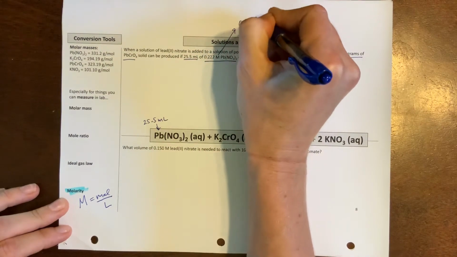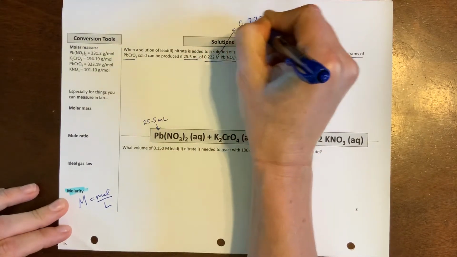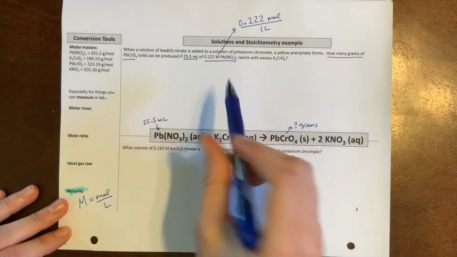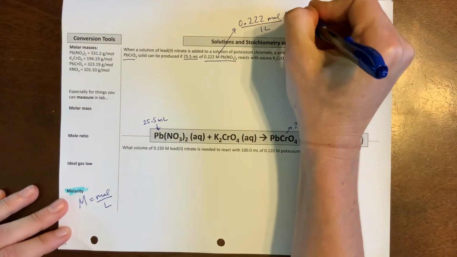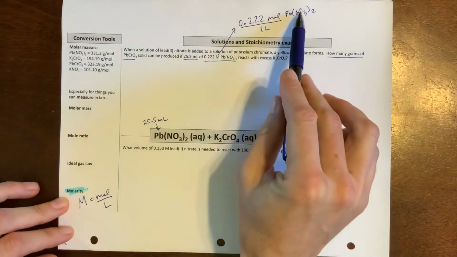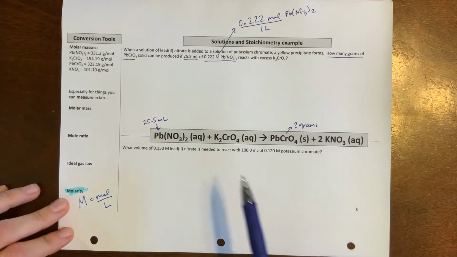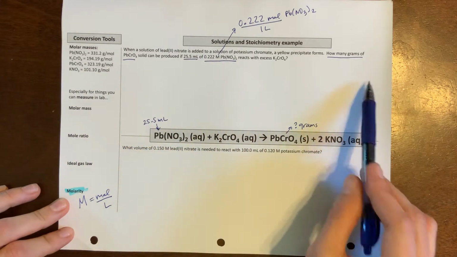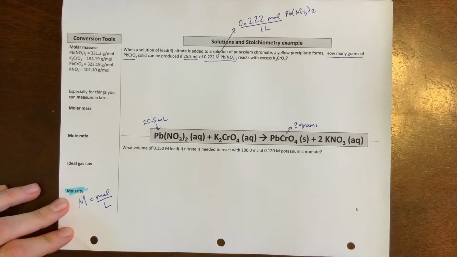And it's a good idea to rewrite your molarity right off the bat as moles per liter. And don't forget what chemical it is, because we do have different chemicals in play here, right? So I want to keep track that that's the lead nitrate. So you can do this in a lot of different ways. I'm going to string it together as one long conversion, but if you want to break it into pieces and do it differently, totally fine, okay?